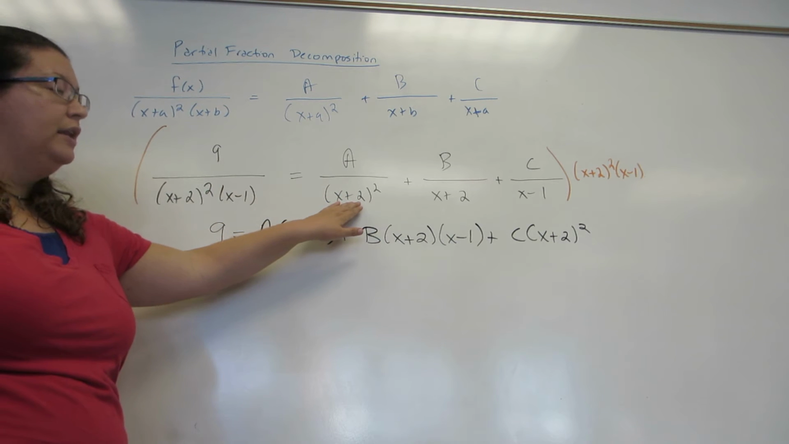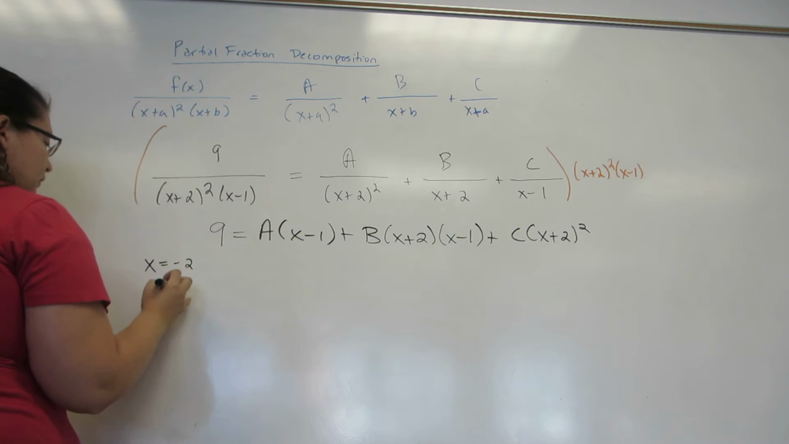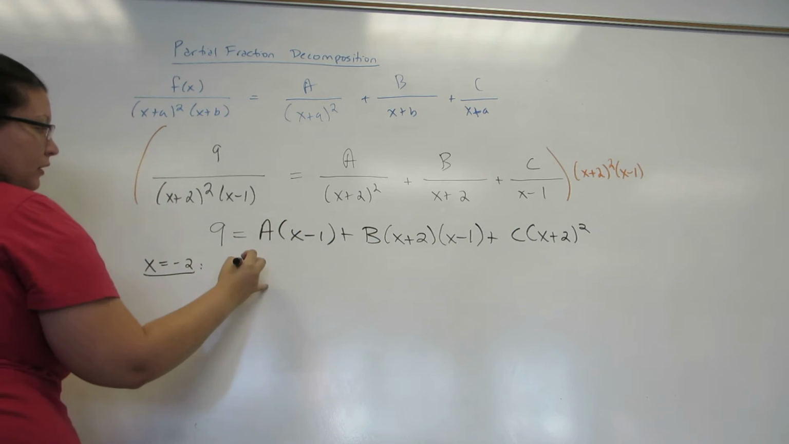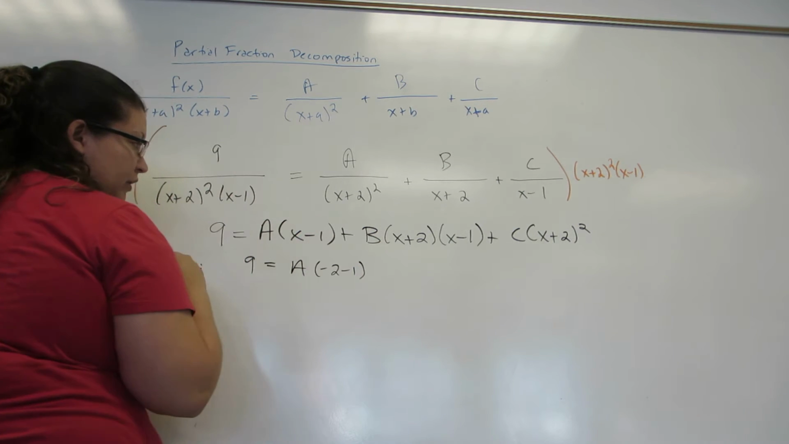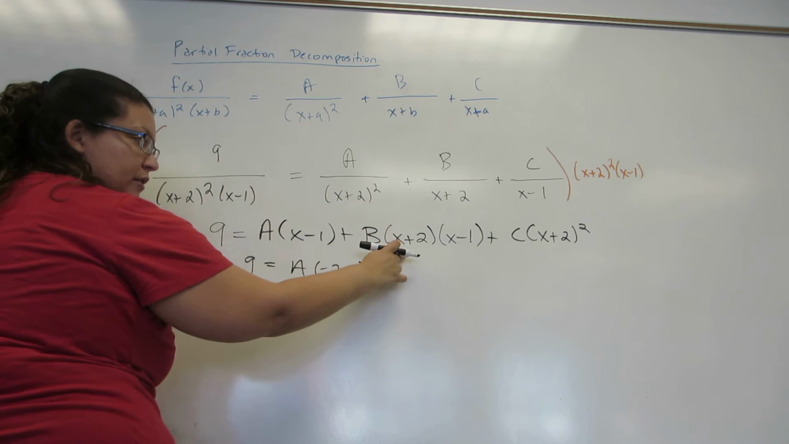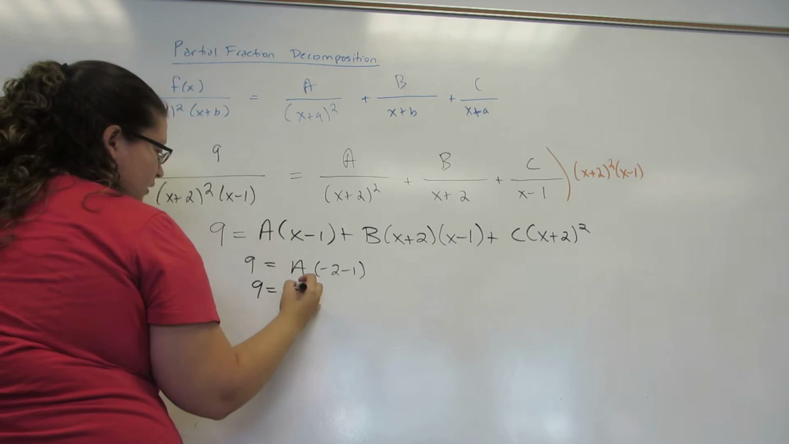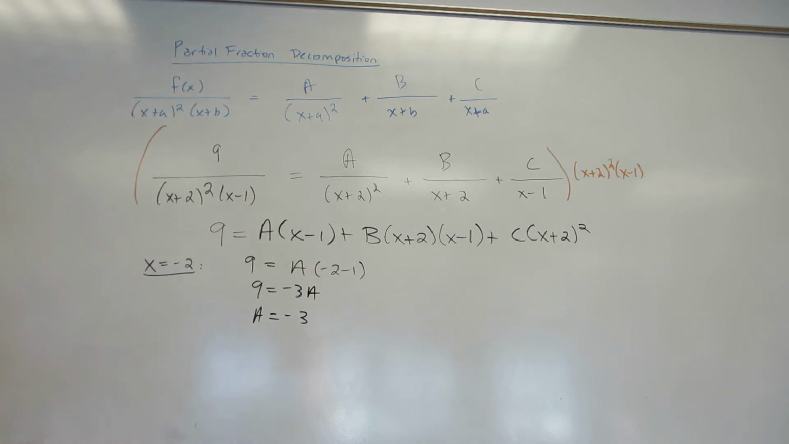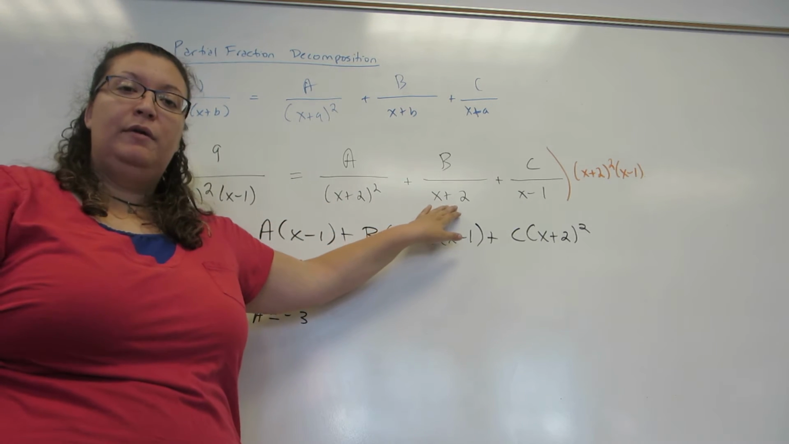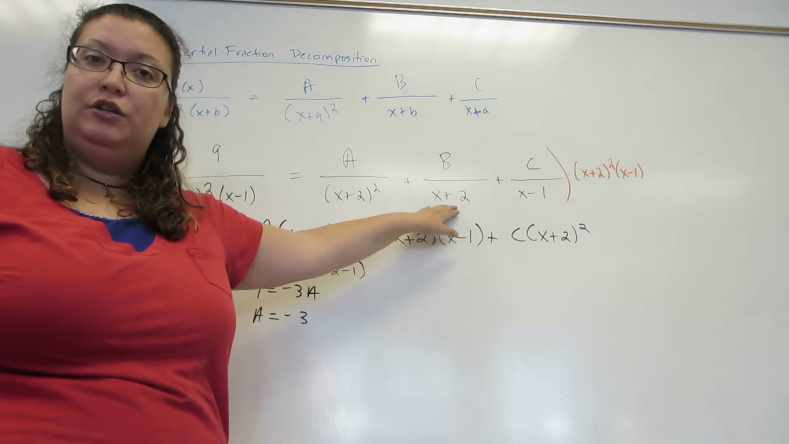First, I'm going to plug in negative 2, because that's going to make my first denominator 0. Okay. So, I get 9 equals A times (−2 − 1). This term is 0, and this term is 0, so we don't even need to write them. So this is 9 equals −3A, or A equals −3. Now, I try to figure out what will make my second denominator 0, but that's also negative 2. So since I've already done it, I can't do it again.